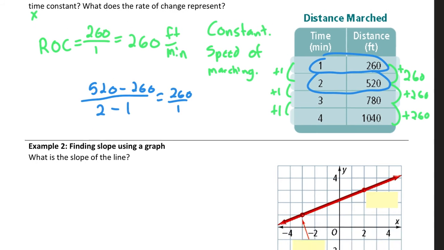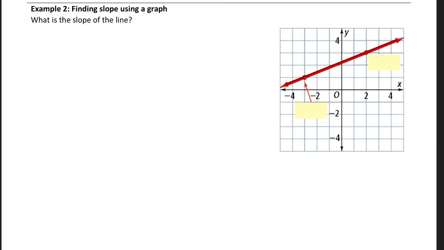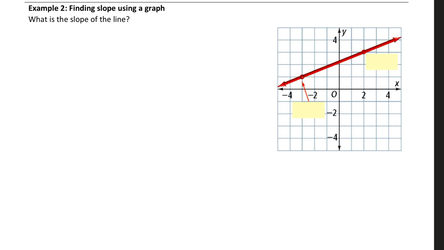Okay. In example 2, finding the slope of a line using a graph. Sometimes you will hear the term rise over run. I won't use this a ton. I like to use the change in x versus the change in y because it forces you to think about the variables. So first we decide, read this line left to right. Is the line going up or down? Well, the line's going up.